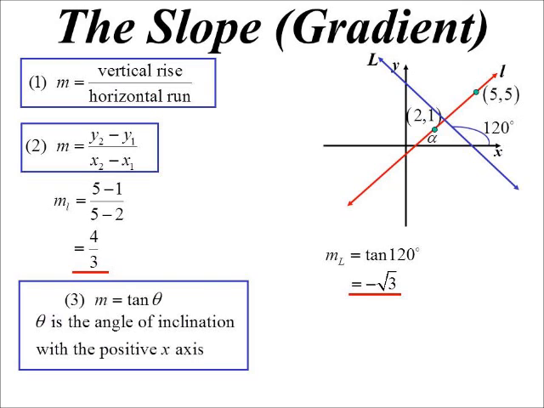Of course, if I wanted to find the actual angle that the red line makes, I could use that formula in reverse. I know the slope is 4/3. We worked that out before. So the inverse tan of 4/3 is not an exact value, but an approximation would be around about 53 degrees. Okay.